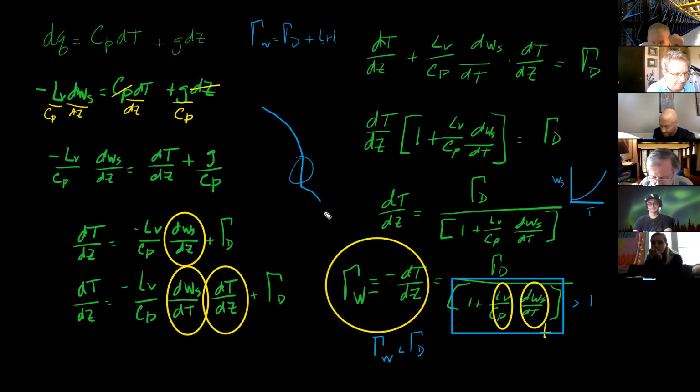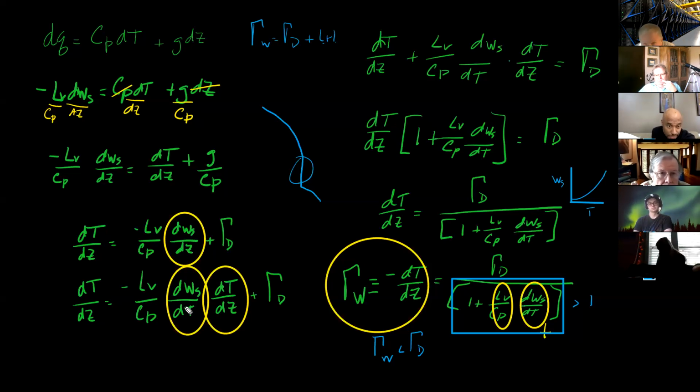Yeah, go ahead, Jim. On the bottom left, you bring in another dT over dz. Where did that come from? Here, dWs/dz, and then I just divided both sides. I see what you're doing. You're multiplying by 1. I've got it twice, I need to put it on the other side. Okay, I see what you're doing. Duh. You're just multiplying by 1.